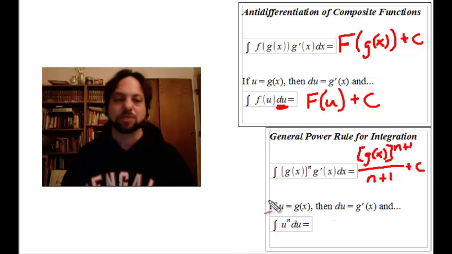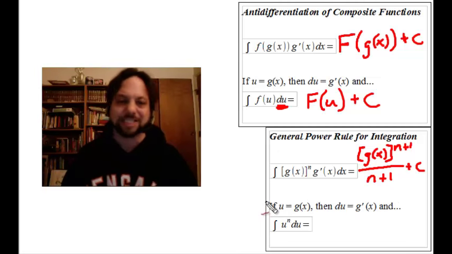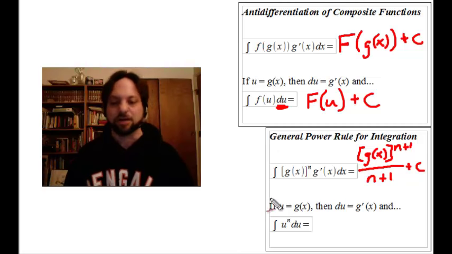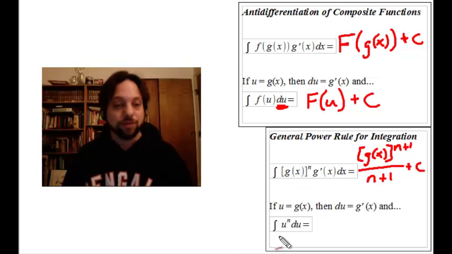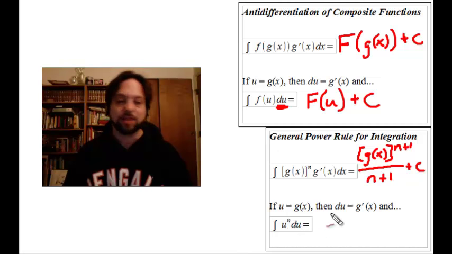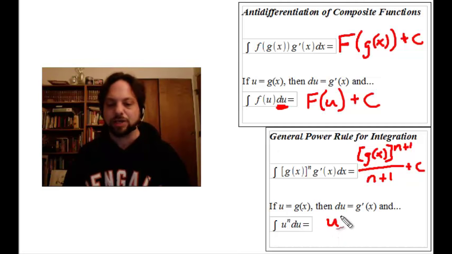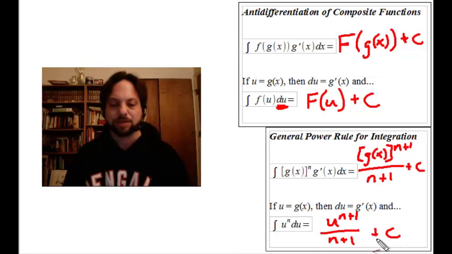So where did all that n plus 1 come from? Just remember the basics. Don't ever forget the basics of integration, at least. Whatever the power is, it's plus 1, and we divide by that. So if we have the integral of u to the nth power, well, that's simply going to be u to the n plus 1 divided by n plus 1, and then plus c.